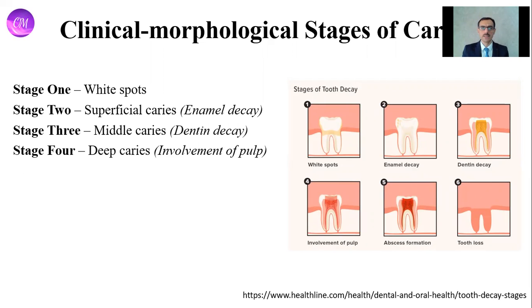There are 4 clinical morphological stages of caries. Stage 1, the white spots. Stage 2, superficial caries. Stage 3, the middle caries, or we call the dentin decay. And stage 4, the deep caries, the involvement of pulp. And here you see the illustration for the stages of the tooth decay: the formation of the white spot, the enamel decay, the dentin decay, and the fourth stage, the involvement of the pulp, and subsequently the formation of the abscess and the loss of the tooth.